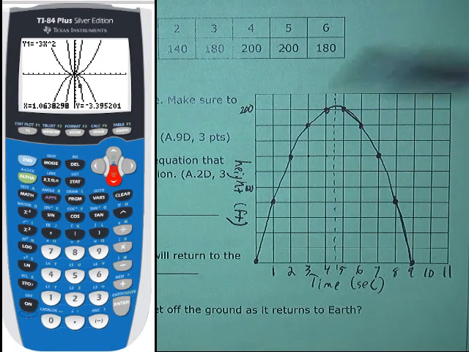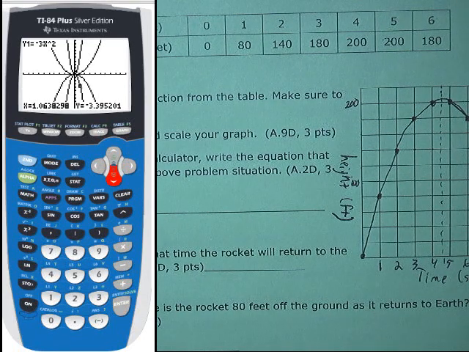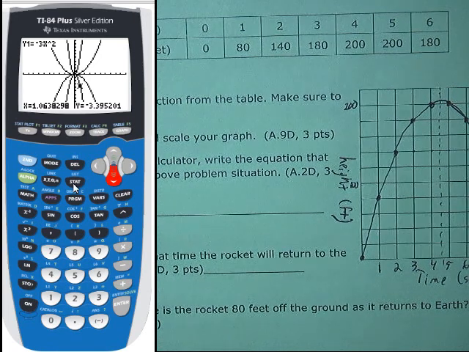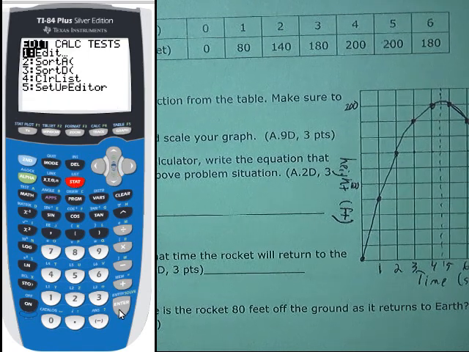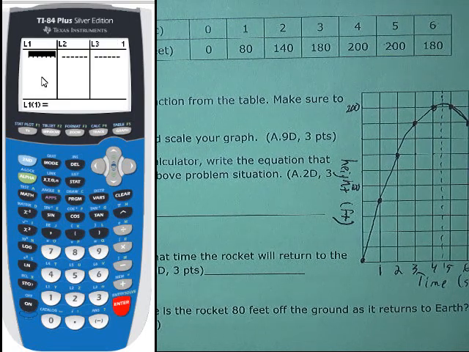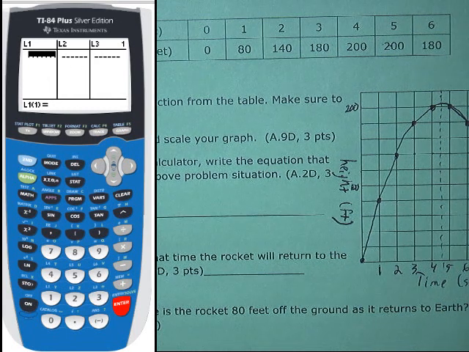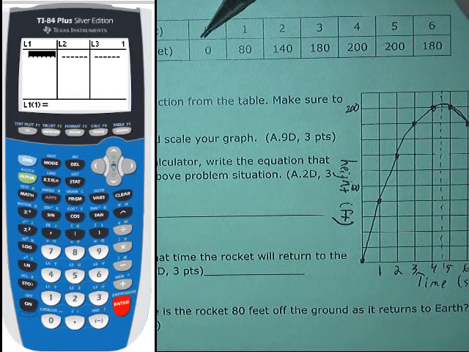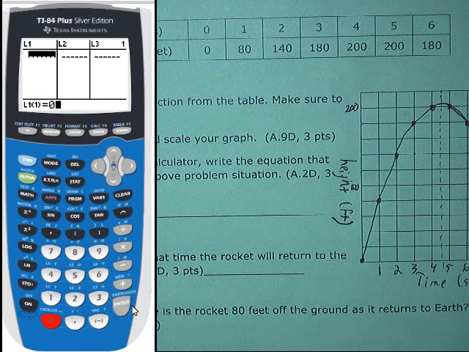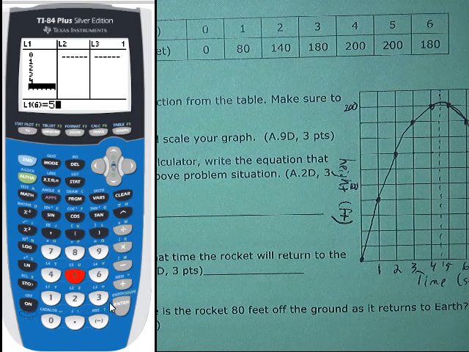Now, part B, using the calculator, write an equation that models the above problem situation. This is where we're going to have to use quadratic regression. The way that we do that is by going to the Stat menu in the calculator, and option number 1 is Edit. L1 is where we put all of our x values, and L2 we put all of our y values. So let's put our t values, our independent variables. Let's put in 0, 1, 2, 3, 4, 5, and 6.